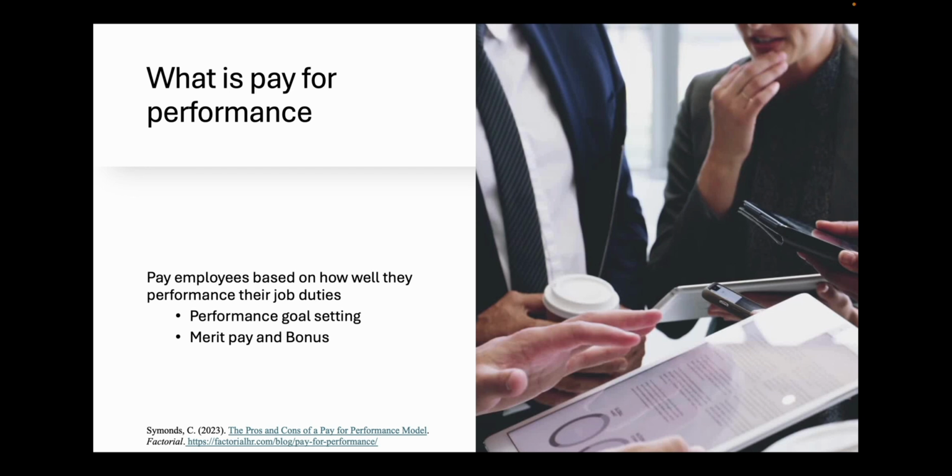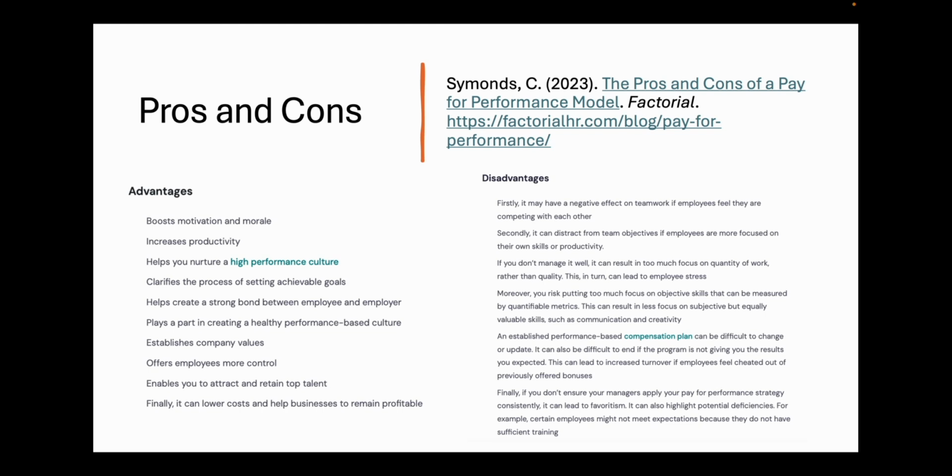If they exceed the expectation, then you give them a bonus, right? If they perform poorly, then they may get less. So, which means you need to set the performance goals quite clearly, and then you define the merit pay system as well as the reward or bonus you are going to give them if they exceed the expectation. Okay, but what are the pros and cons of this pay for performance system? Now, obviously, there are many advantages to the pay for performance system, right?